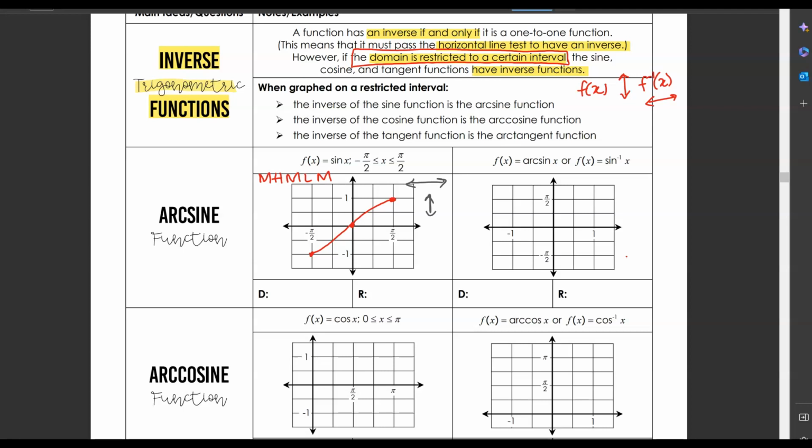Coming back over here, the inverse of the sine function is what we call the arc sine function. The inverse of the cosine function is the arc cosine function. The inverse of tangent is the arctangent function.